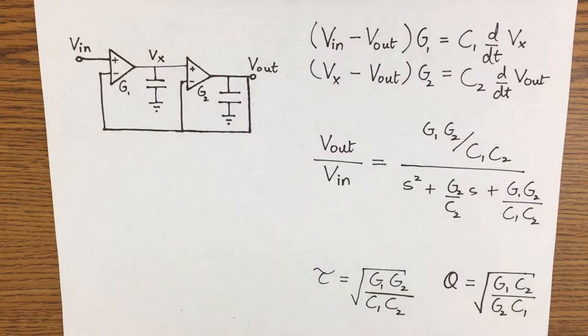So here we're going to be looking at the DIF2 amplifier circuit shown here, and we're going to be looking at the gain and parameters of the circuit. So we start with the current equations here and move into Laplace space to get the gain here.